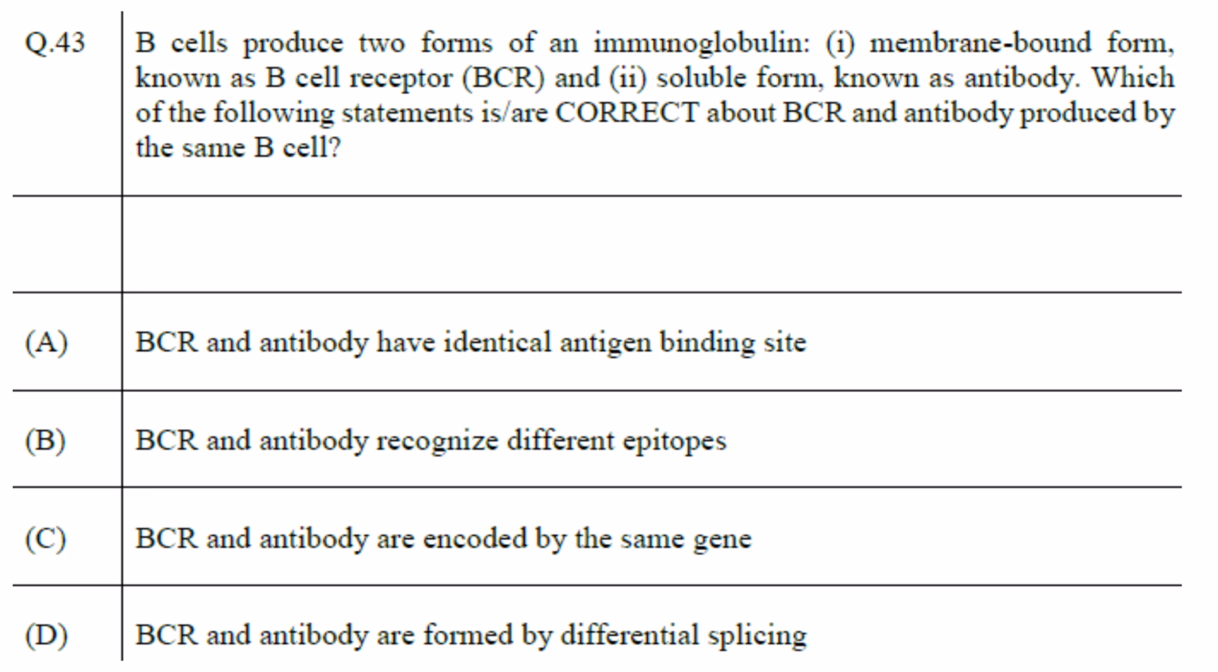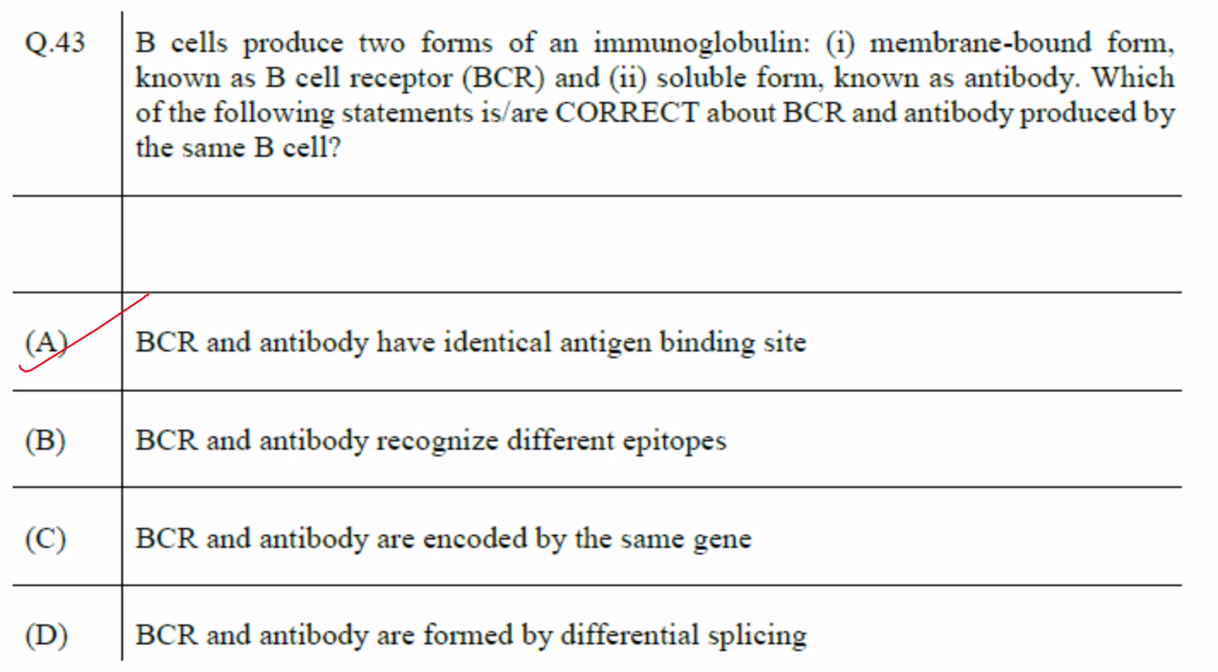B cells produce two forms of immunoglobulin, the membrane bound form known as B cell receptor and the soluble form known as antibody. Which of the following statements is or are correct about BCR and antibody produced by the same B cells? BCR and antibody have identical antigen binding sites. That's correct because they are derived from the same variable region genes. So they have the same identical antigen binding site.